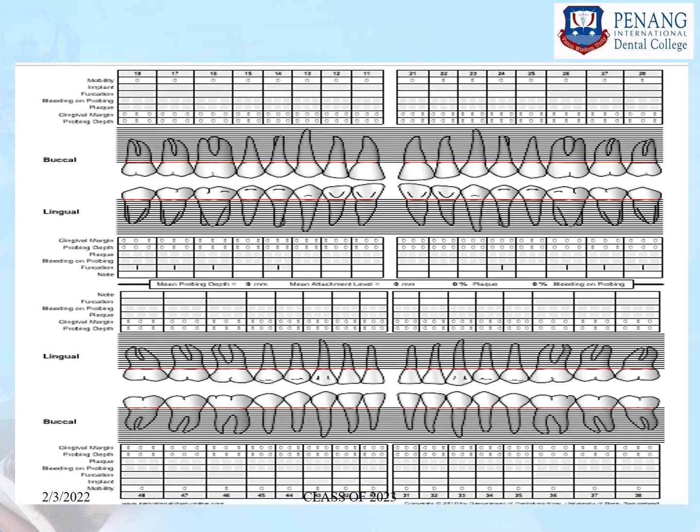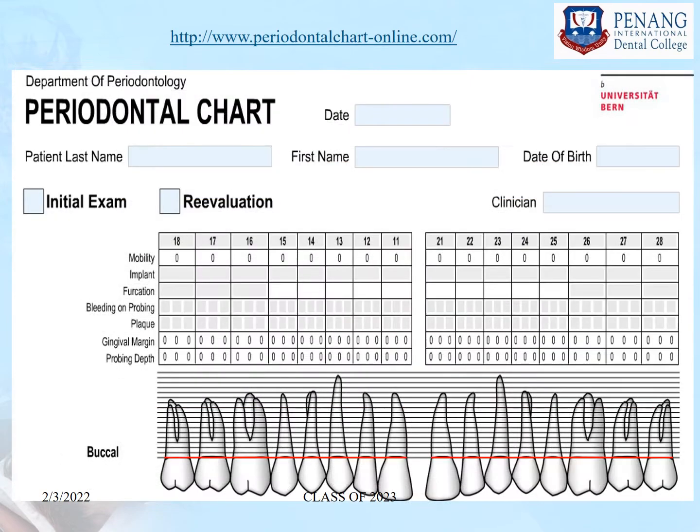You can see 4 readings in the middle: mean probing depth, mean attachment loss, plaque percentage and bleeding on probing percentage. Based on this mean attachment level, you will be able to tell the severity of your periodontitis. Here there's a link for your periodontal online charting. Once you click this link, you will have an image like this. You can enter your gingival margin, that is your gingival recession, as well as your probing depth value. Once you enter them, the charting itself will tell you how much attachment loss is present.